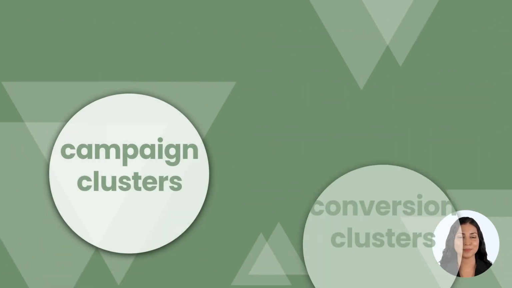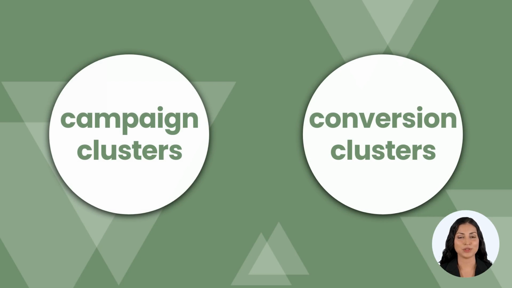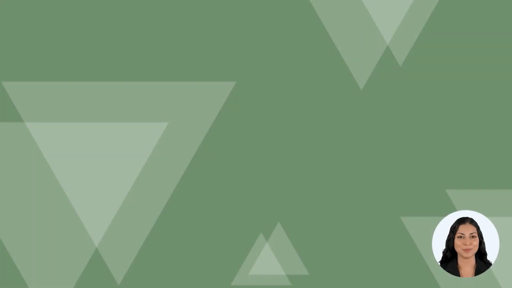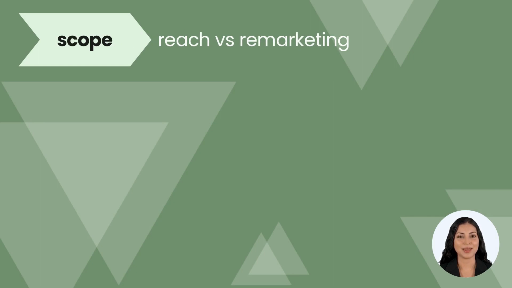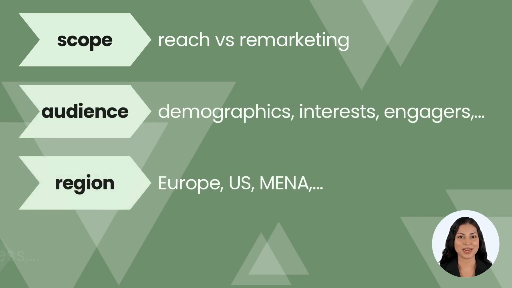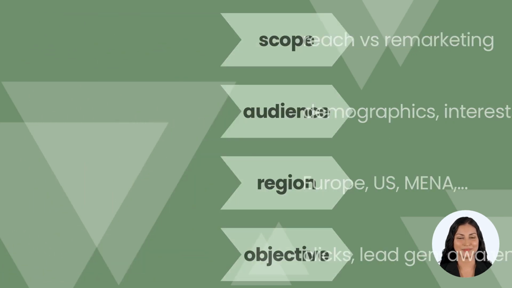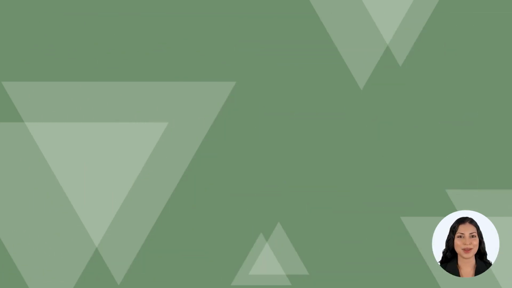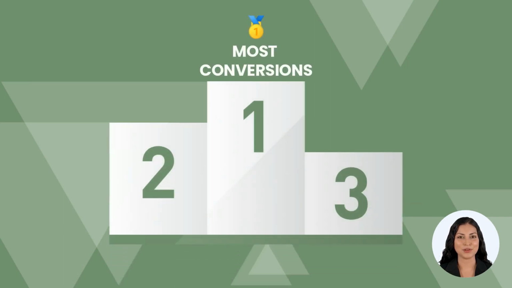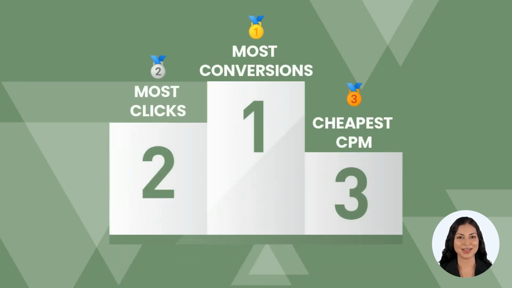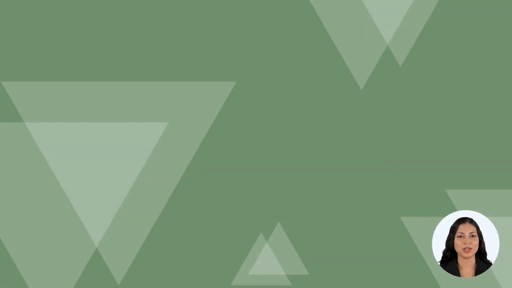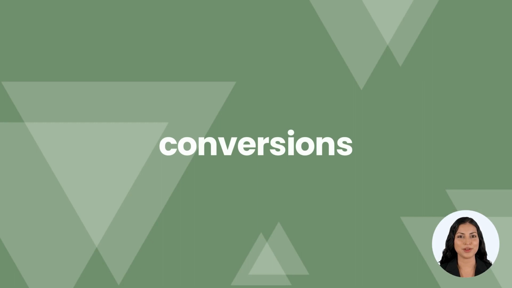The goal here is to create campaign and conversion clusters within your dataset, which can then be used for reporting purposes. These groups are based on a variety of characteristics and can have any conceptual meaning that is valuable for analysis. Starting with campaigns, for example, they can be grouped based on their scope, meaning separating reach from remarketing campaigns, or even group them based on the type of audience, the region the campaign is running in, or the selected objective of the campaign. You can also group campaigns based on their performance, such as the total number of conversions, clicks, impressions, cost, etc.